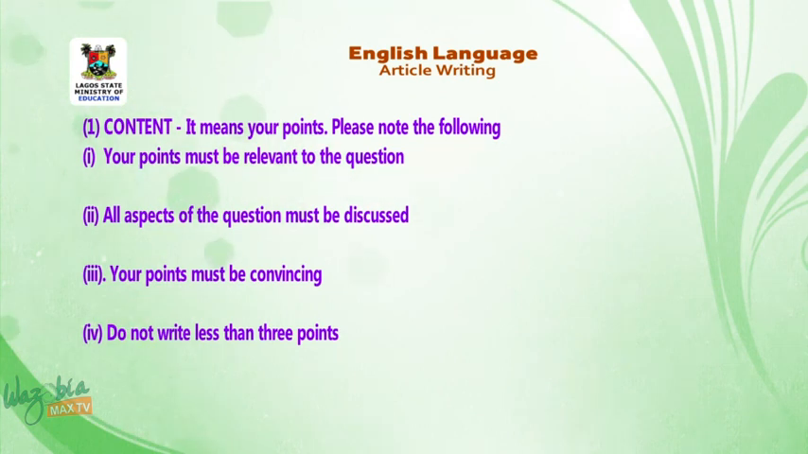Let me explain very well. In this question, there are two aspects. The first one is discussion of the high cost of living, and the second one, the ways of tackling the problem. You must write the two aspects for you to have good marks. But where your question is just one-sided, then you don't have any challenge. Next, your points must be convincing enough. And don't forget, do not write less than 3 points. You can write 3 to 4 points.